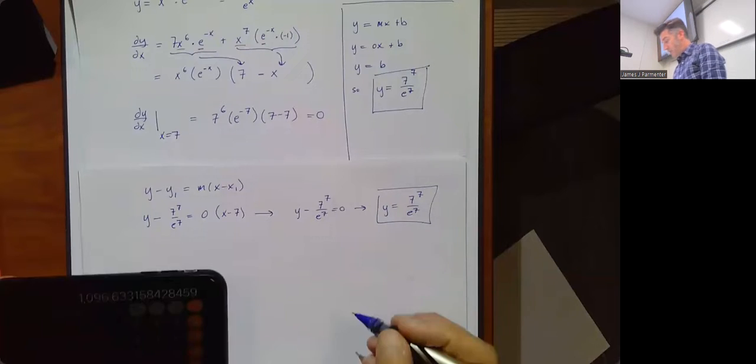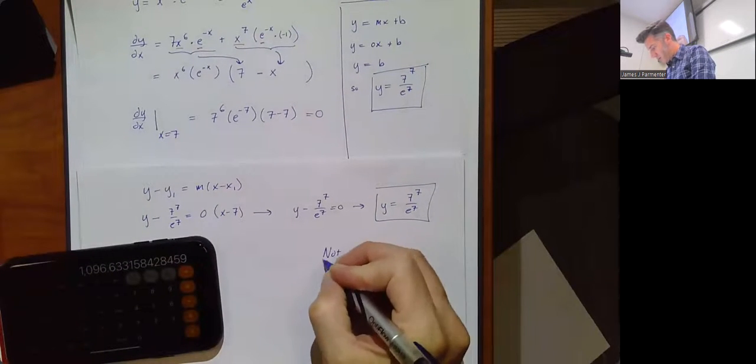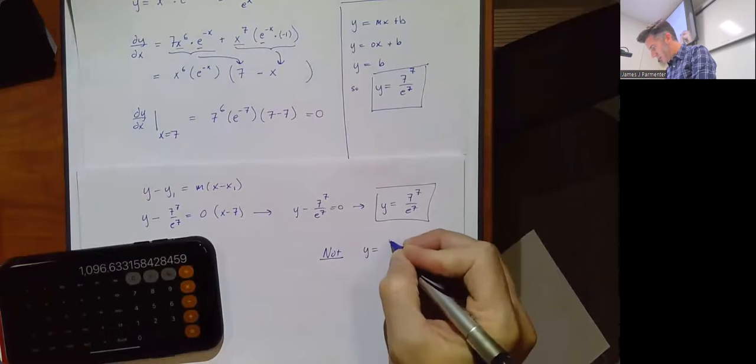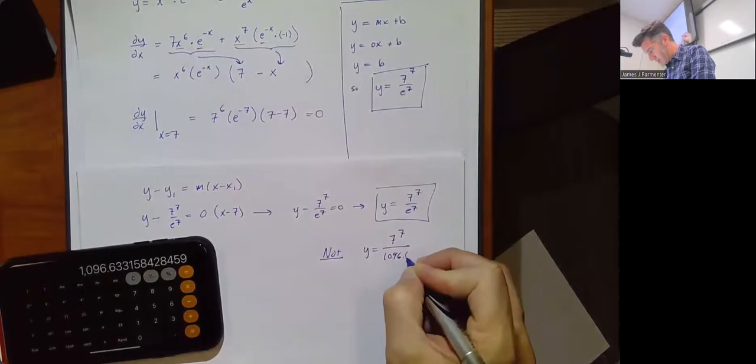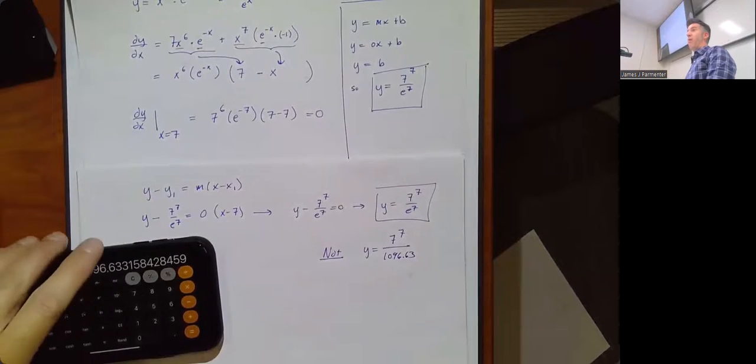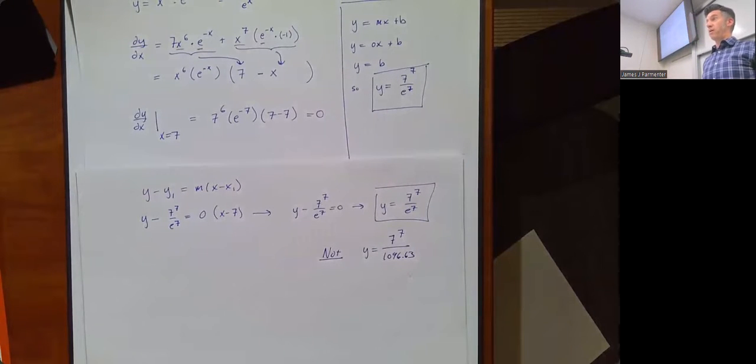1096.63, right? I do not want to write y equals 7 to the 7th over 1096.63. That's going to come out probably wrong, because it's a decimal approximation, not the exact value. So only give approximations if asked for. Otherwise, you should always be writing e or pi or whatever, not the decimal approximation, or square root of 2, right? We don't want 1.4. Okay. So questions about this one?